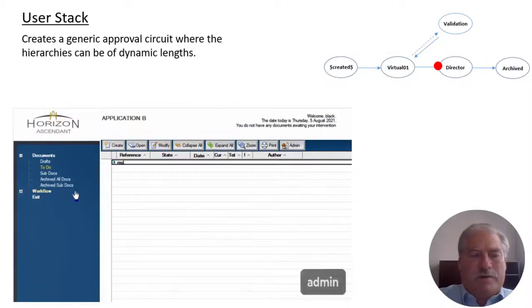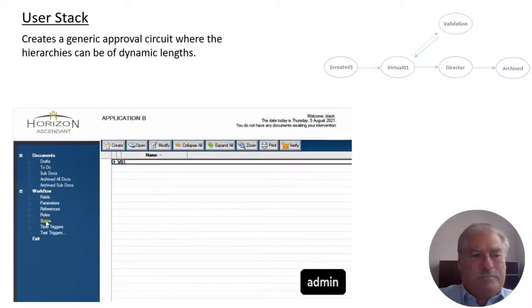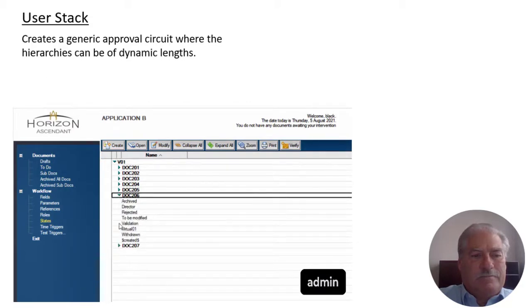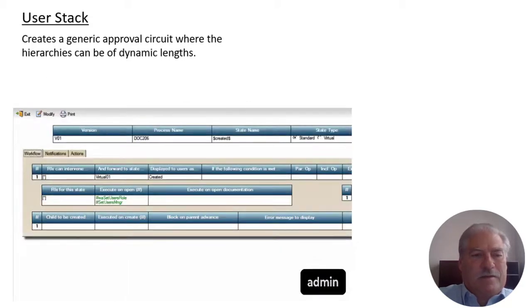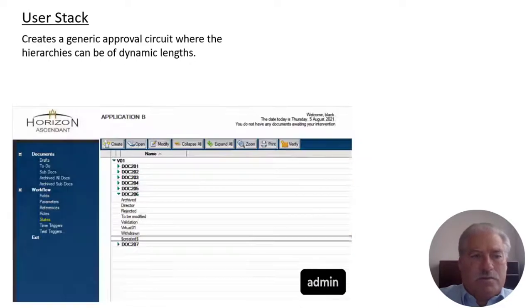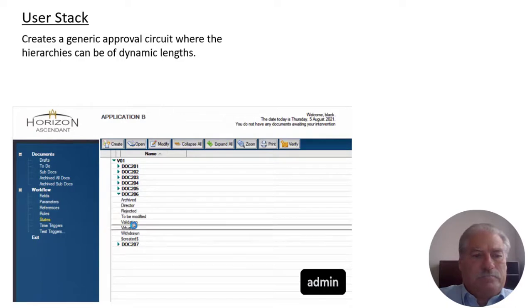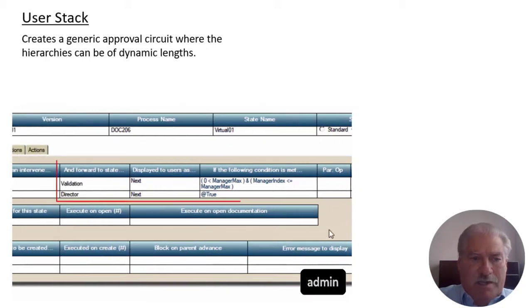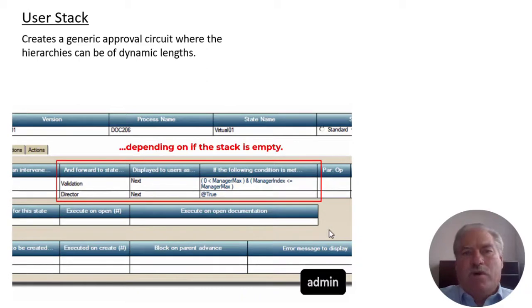So let's take a look at the definitions. In the initial state, this is where we bring the user names into the notes document. So that will be our stack. When the document is advanced, it's routed immediately, and where it goes depends on whether or not the stack is empty.